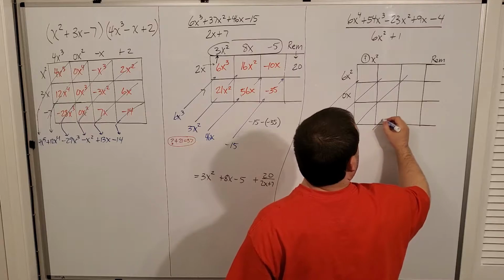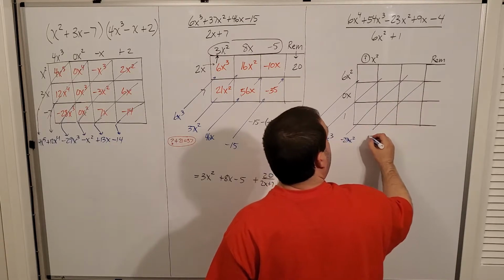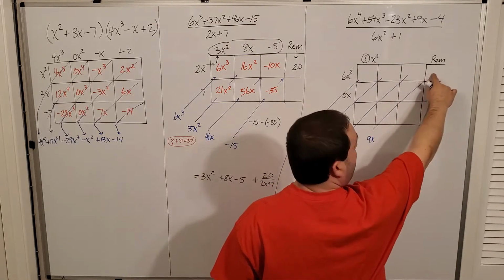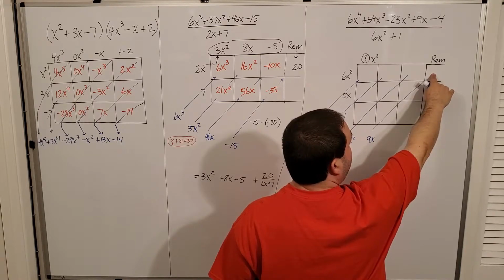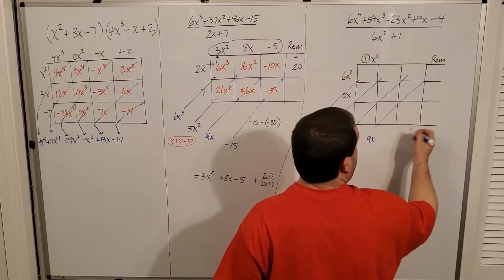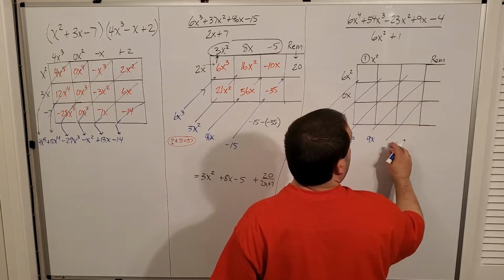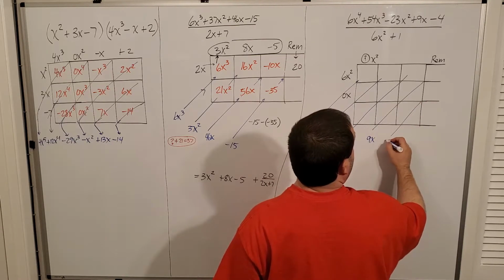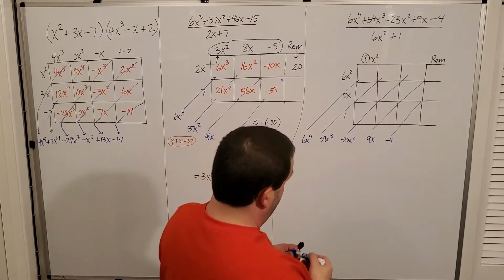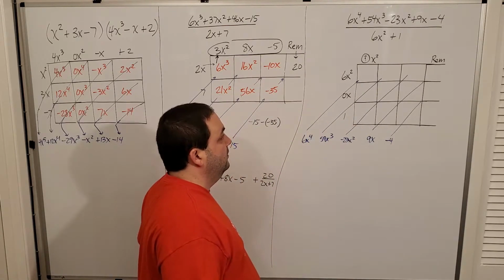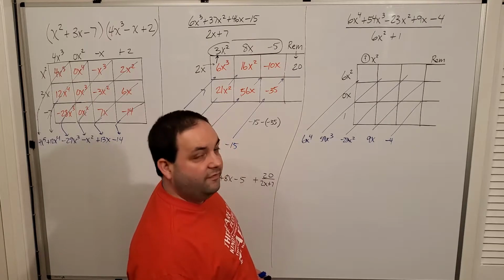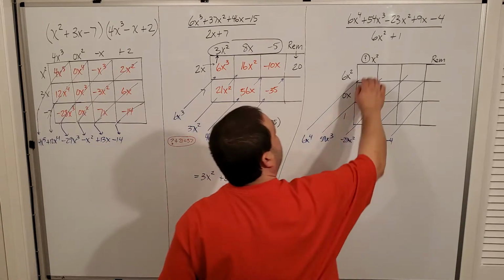Next, this diagonal right here should be 9x, and yes, that does count the top block of the remainder. It doesn't have to, but it can. And then this guy right here should be the negative 4. Okay. So let's go through and fill out the different spots here, right?